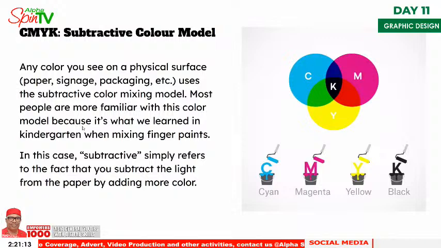Are we together? Like our brother said, when we mix cyan and yellow together, you get green. When you mix yellow and magenta together, you get red. When you mix cyan and magenta together, you get blue. Then when you mix these three colors together, this red, green, and blue, you get black. So it's as simple as that.